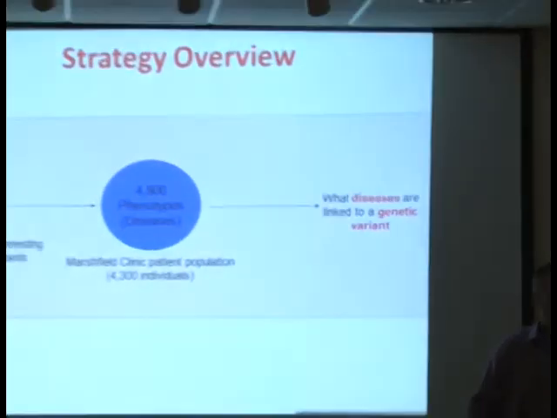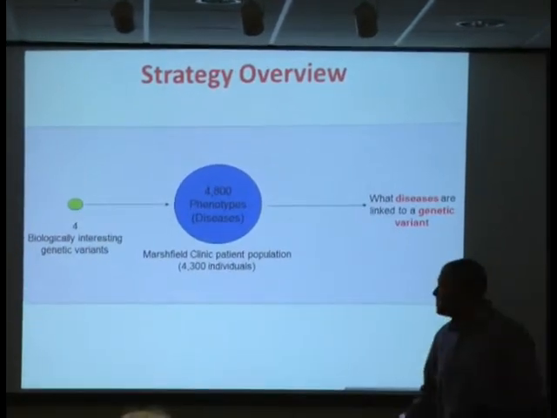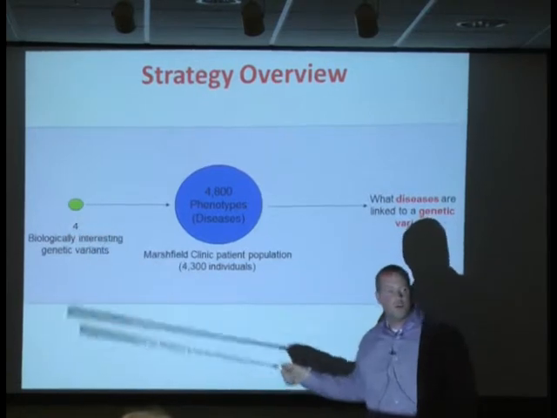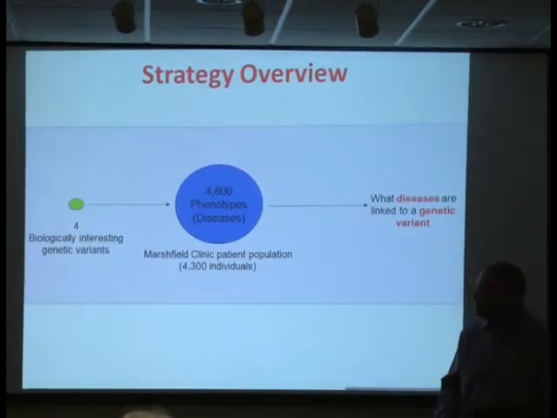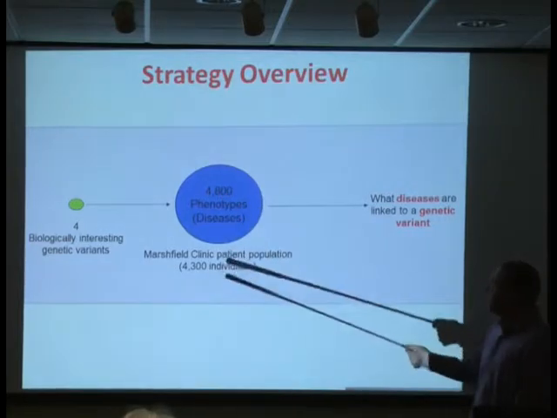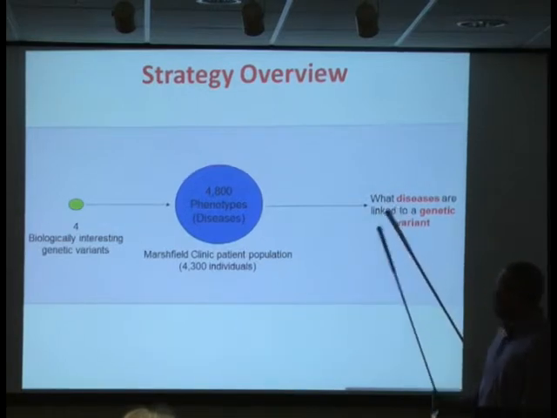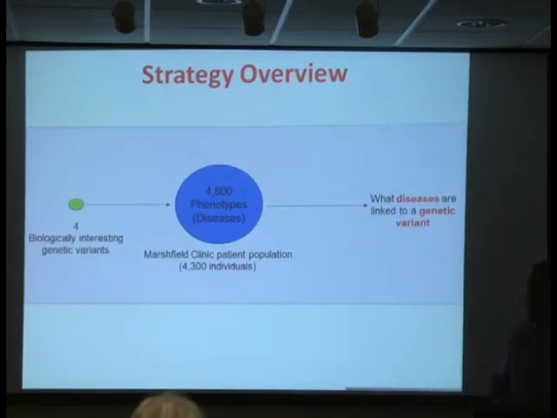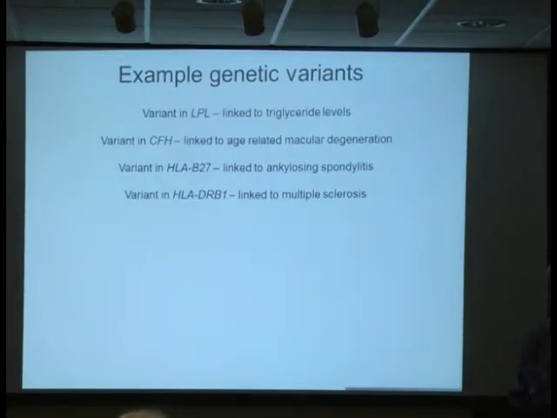So what I'd like to talk about now is how I'm applying all this phenotypic, all these disease condition data that we have within our electronic medical record system to do what's called the Phenome-wide association study. So again, this is the overall strategy of the PheWAS, Phenome-wide association study. I'm going to give you some results from 4 biologically interesting genetic variants that have been associated with nearly 4,800 conditions in the 4,300 individuals. And again, the question I'm asking in this reverse process is what diseases are associated or linked to these genetic variants. So these are the 4 genetic variants I'm going to focus on.